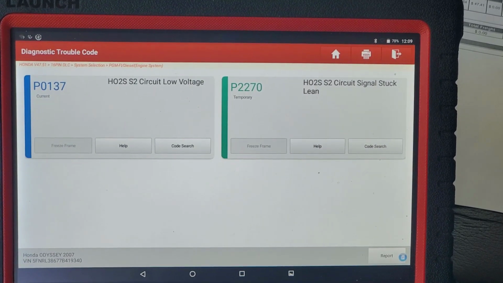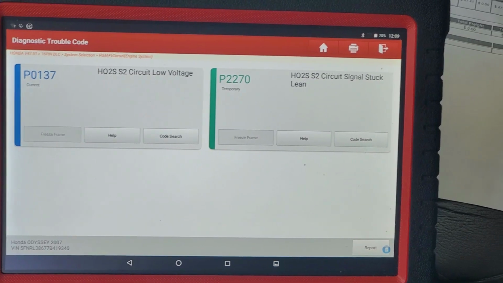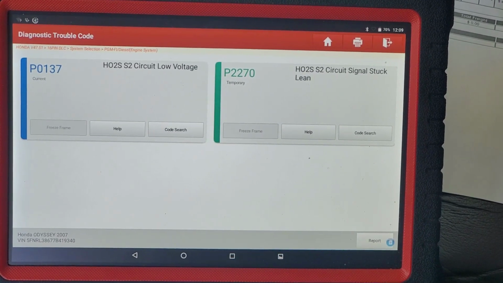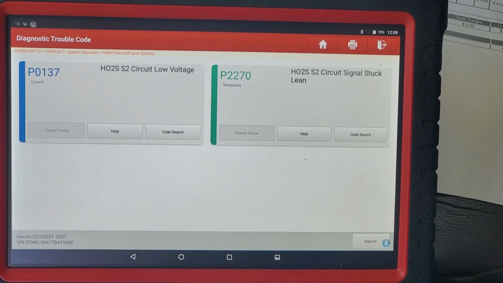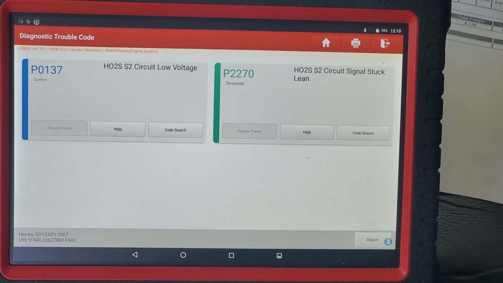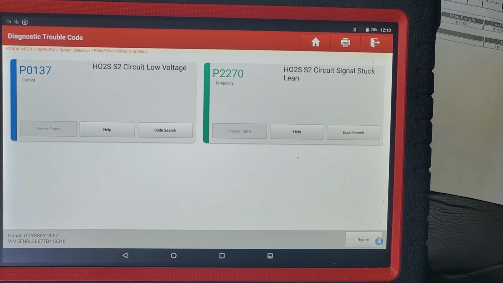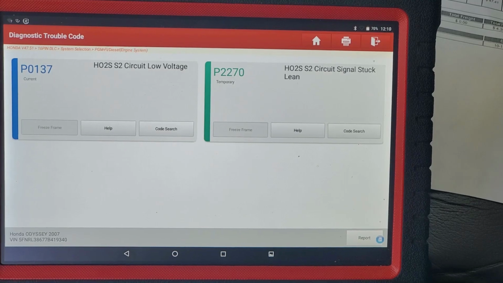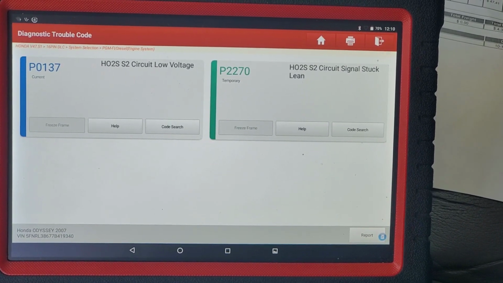Okay, what does it mean, low voltage? So that means it's gonna be near to the 0 volt. So when you say high voltage, it's gonna be near to the 5 or 7, 11, whatever they have as the highest voltage. They have a manufacturer code here, P2270, heater O2 sensor circuit stuck signal, stuck lean. Okay, so probably they don't see any fluctuations on that one.